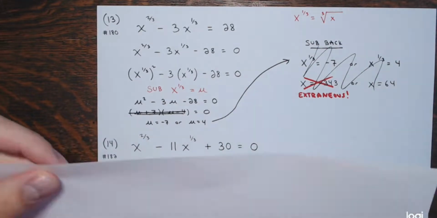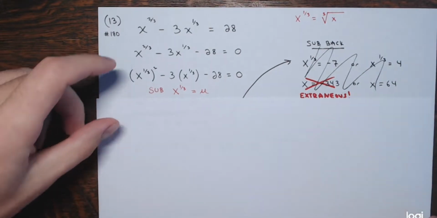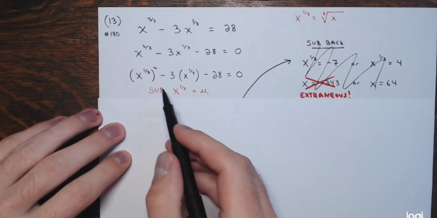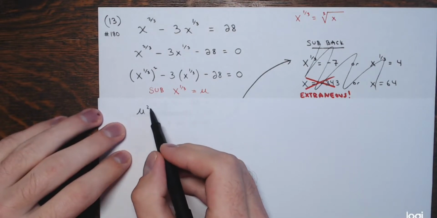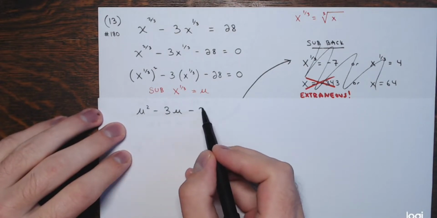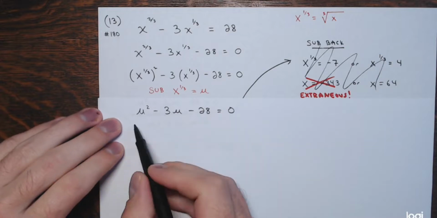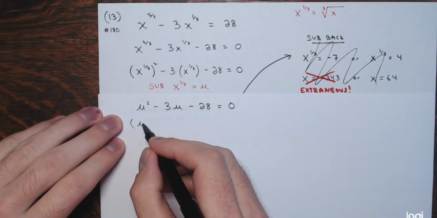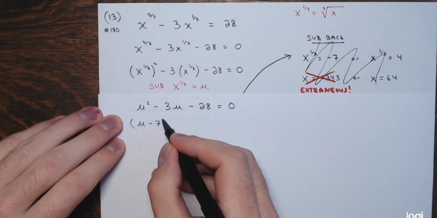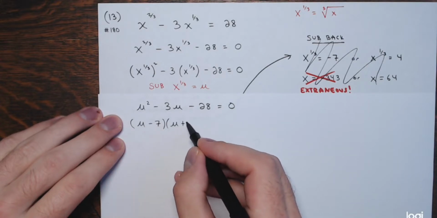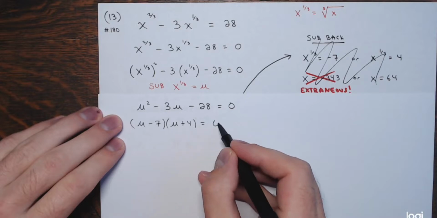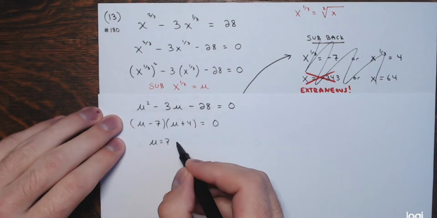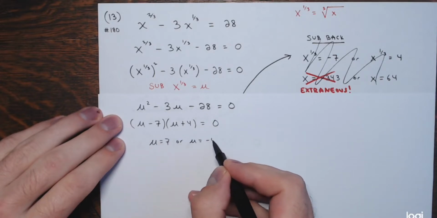This is why you check your answers. So I'm going to go back to that area where I substituted. This was u squared minus 3u minus 28 equals 0. Let me factor it correctly this time. This would be (u minus 7) times (u plus 4) equals 0. So we get u equals 7 or u equals -4.